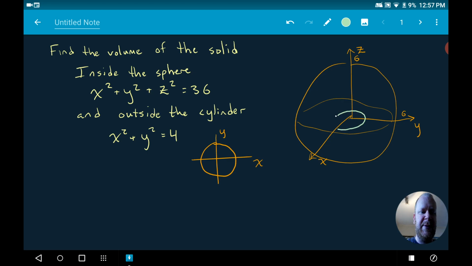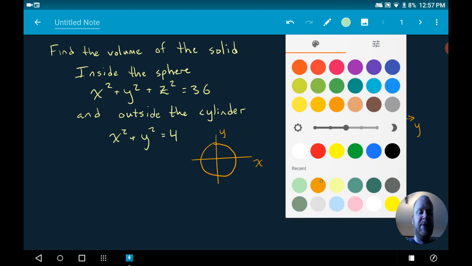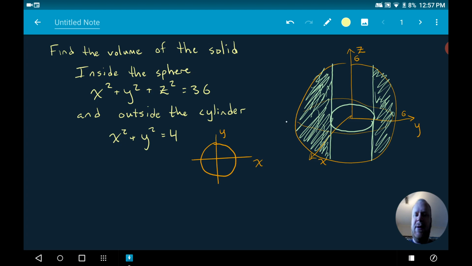So that means that I'm looking at everything outside this cylinder. So the solid that I'm looking at is going to be sort of this sphere of radius 6 with a diameter 4 hole drilled through it, like that. Okay, so we want to find the volume of this solid.